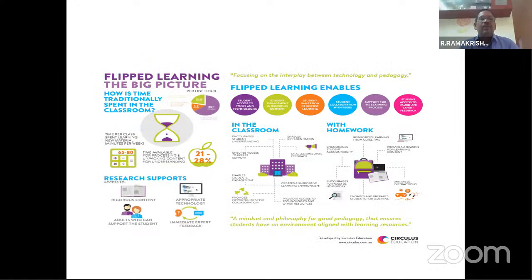This is also the importance of the flipped learning system. What is flipped? How is it going to be used? The block diagram clearly shows the improvements before and after the flipped classroom. This will be discussed in a later part also.